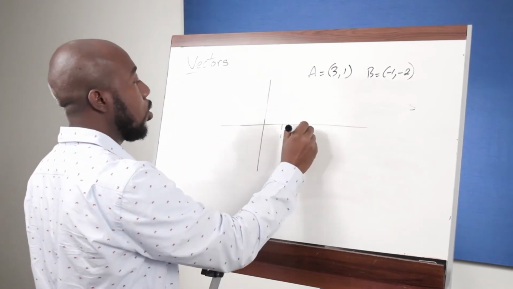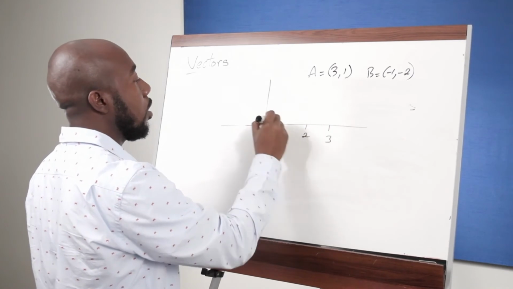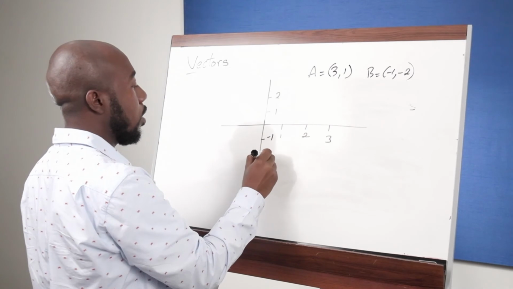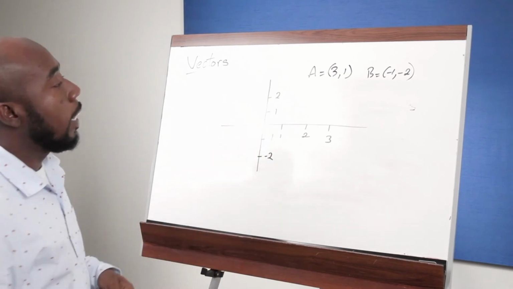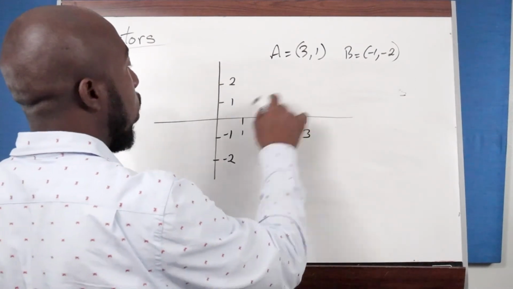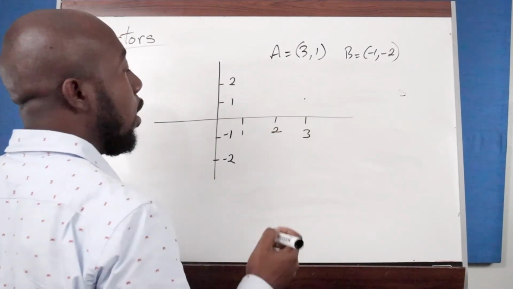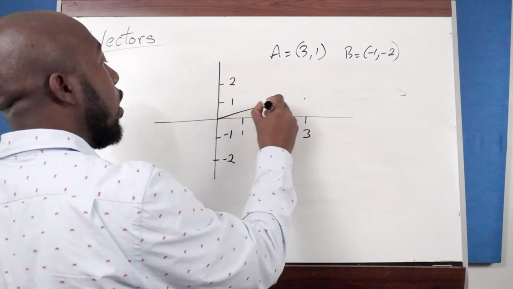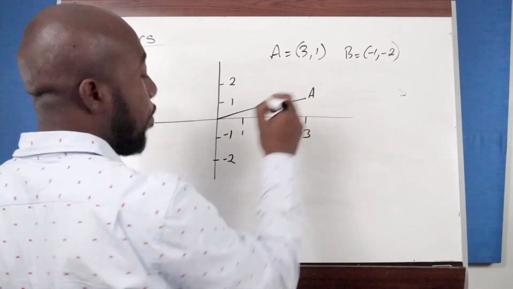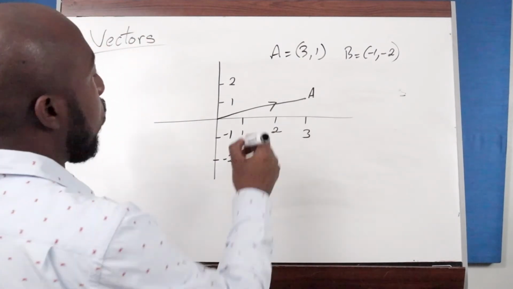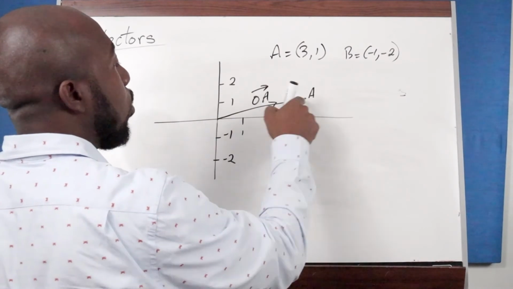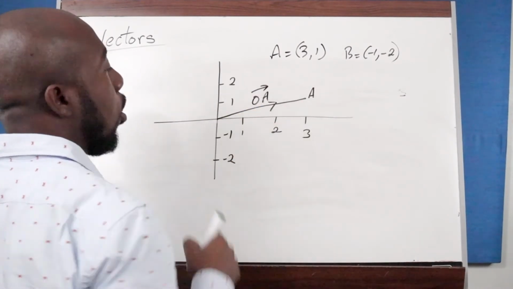So A here, they say is 3, 1. So it is 3 across on X and 1 up. So the point is here, and it will start from the origin. So it goes like this. So this is A, but we will label it as OA, because what we did is start from the origin to A. That's why origin to A is called OA.